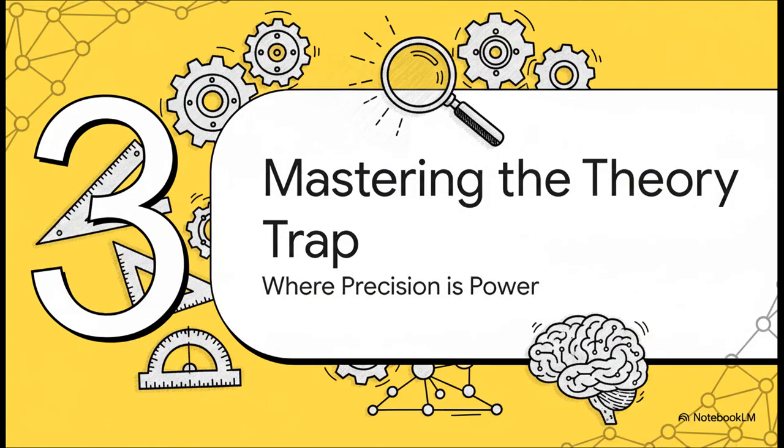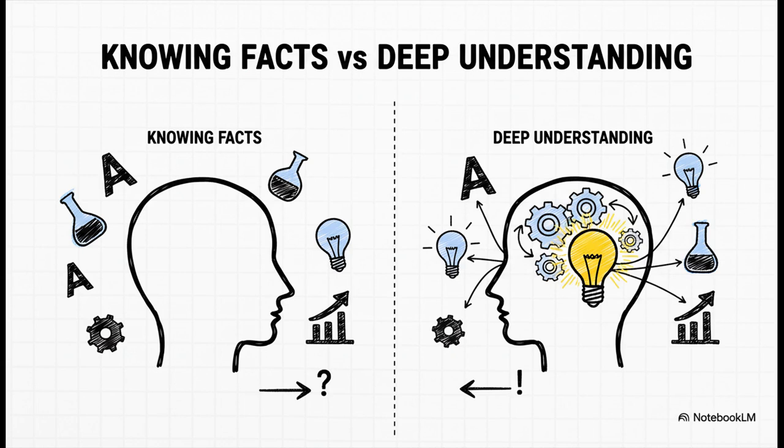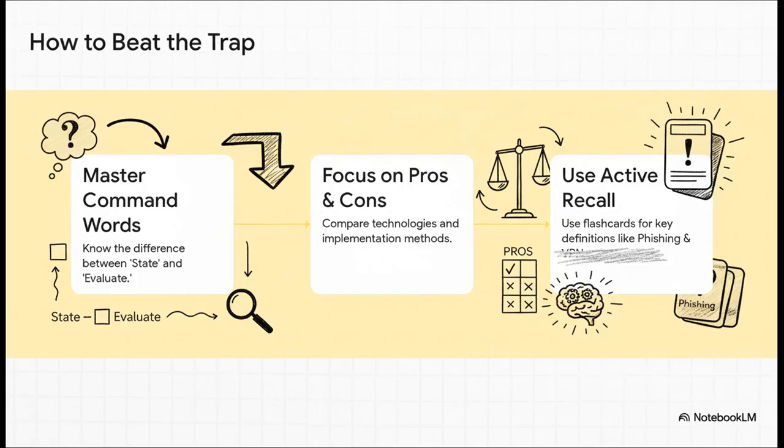Since theory is worth so much, let's tackle that first major hurdle, mastering the theory trap. On this paper, believe me, precision is power. So here's the core issue. The theory paper is not just a memory test. The examiners don't want you to just list off facts. They want to see precise terminology and a real deep understanding of how technologies work and why you'd use them. Honestly, this is where most students get tripped up. So how do you beat it?